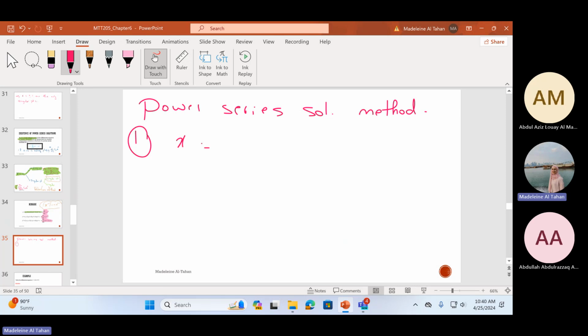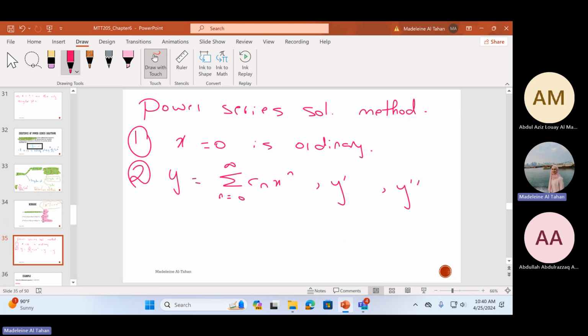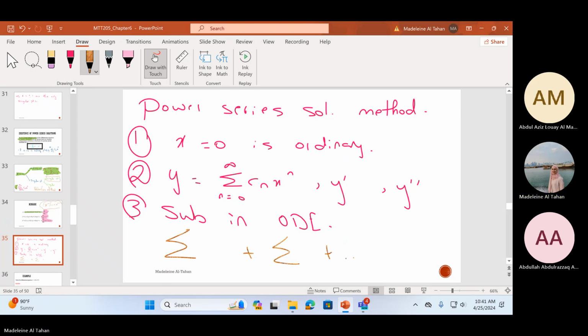So the method: one, x equals 0 is an ordinary point. Two, y equals sigma Cn x to the n from n equals 0 to infinity. Write y prime and y double prime as series. Then three, substitute in the ODE. When we substitute in the ODE, we will get a sum of series. So when we substitute, we will get sigma plus sigma, something equal to something, equal to 0.